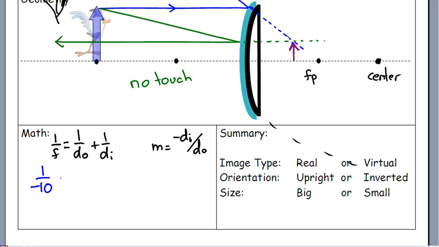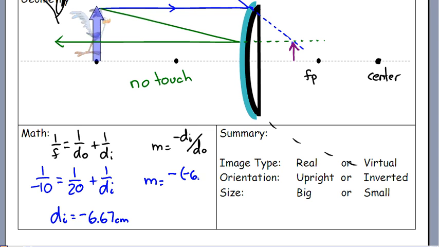This one was 10, up at the top of the story there, and this story had our object 20 away. Then we look for the di. When I tried that out, I found that di was negative 6.67 centimeters. Checking out the magnification, I have the opposite of negative 6.67, all over 20. That ends up being a positive 1/3.